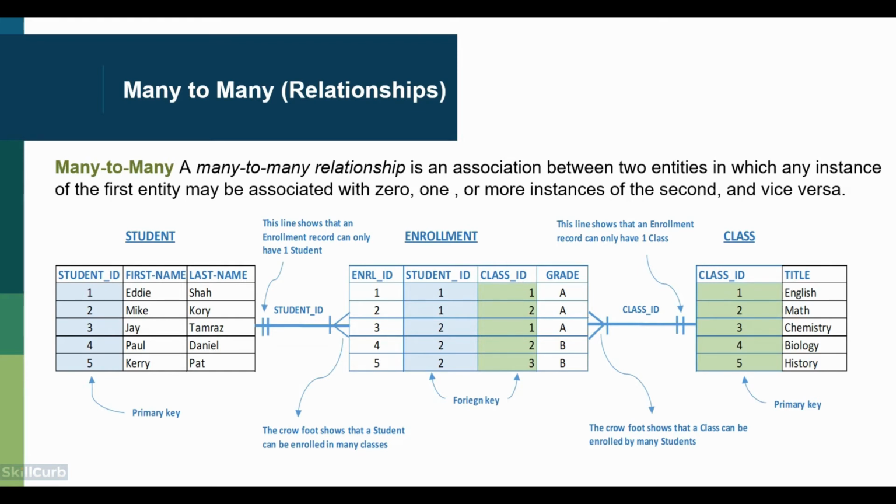Let's look at the example that we have. The first table we have is student. So it just gives you a list of students that we have. So student ID, first name, last name. Great. So we have a student table. Then if you look at the far right, we have a class table. It just gives you the different classes that are being offered. So English, math, chemistry, etc.